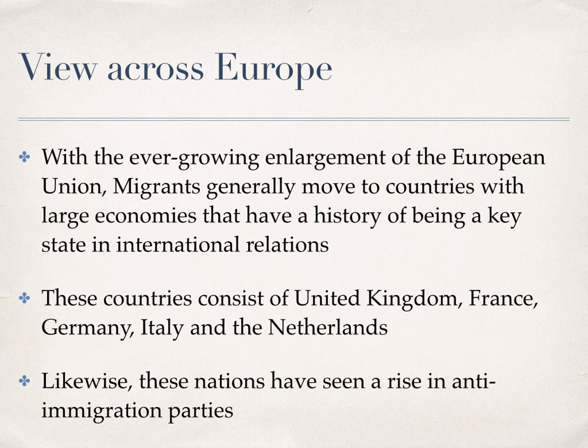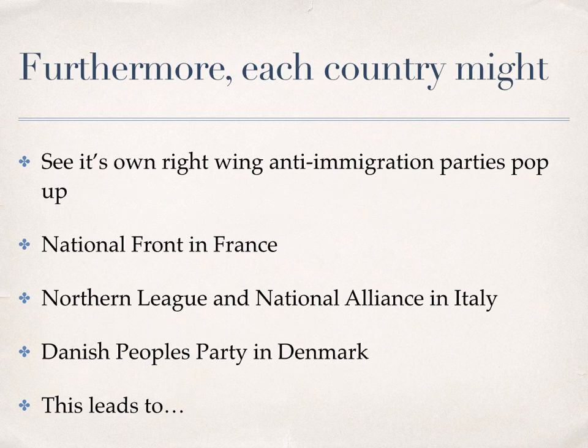The view across Europe is that, with the ever-growing enlargement of the European Union, migrants want to go to the key states, such as Germany, France, Italy, the Netherlands, and the United Kingdom. But previously, the United Kingdom, France, and the Netherlands have dealt with previous waves of migration. And what's happened is there's been a rise in anti-immigration parties across the whole of the continent. For instance, the National Front in France in 2001, the coalition between the Northern League and the National Alliance in Italy, and the Danish People's Party in Denmark.